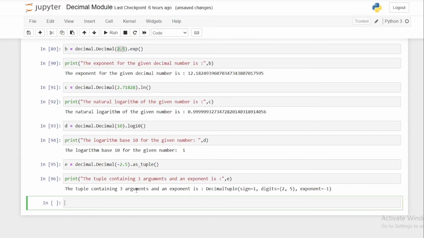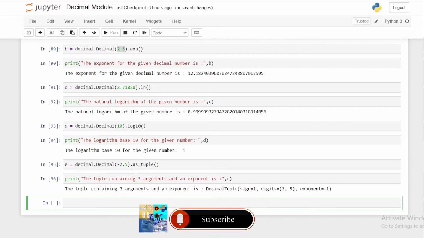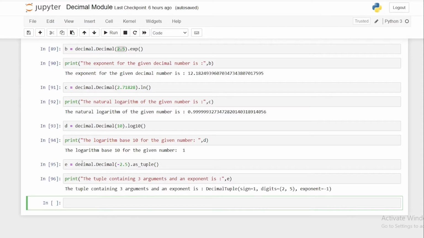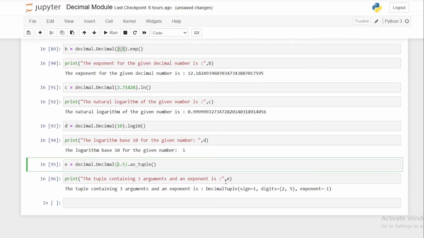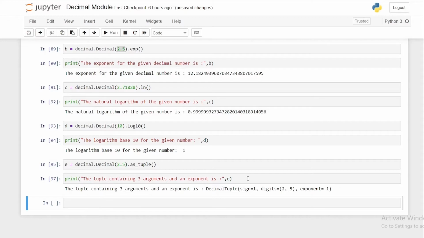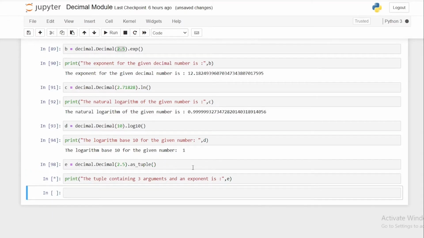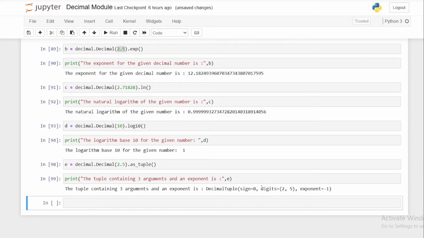So here is the tuple containing 3 arguments and exponent. The sign is 1, so 0 is for positive and 1 is for negative. If the decimal contains a negative sign, it's going to give the sign as 1, and if it's a positive decimal number, the sign would be 0. So let us try that out. Let us remove this negative sign and just print it again. So here you can see that the sign is 0 in this case for the positive decimal number, and the digits are 2 and 5, and the exponent would be -1.